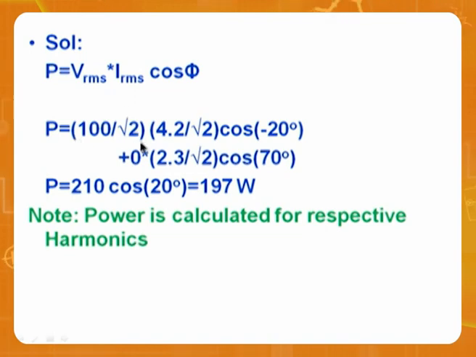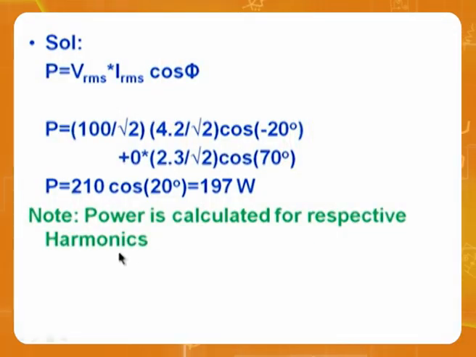So 100 by root 2, 4.2 by root 2, cos of minus 20 is the only thing. Don't worry about cos of minus theta, because cos of minus theta is cos theta. So power is calculated with respect to harmonics. This is what I wanted to say. If any harmonic is missing, for that harmonic you should say 0 and then continue.